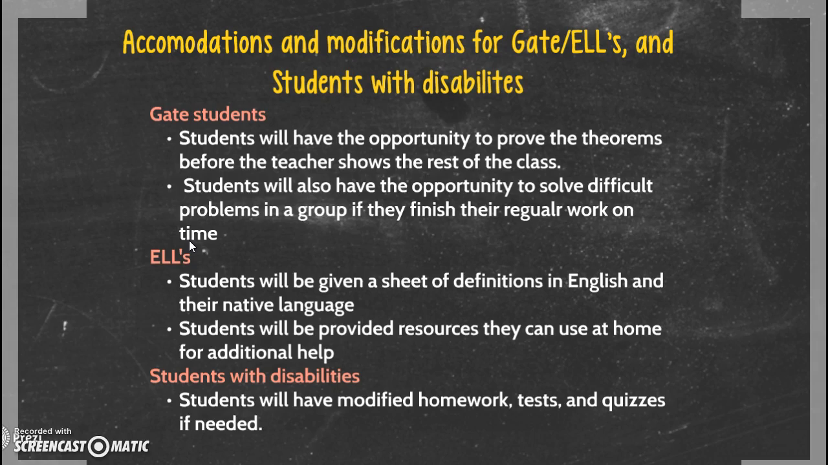English language learners will be provided with a sheet of definitions in English and their native language to help them with lecture and during independent and group work. Students will also be provided resources they can use at home for additional help, such as YouTube, Khan Academy, other websites, and handouts that they can read in their native language and English to help them through.